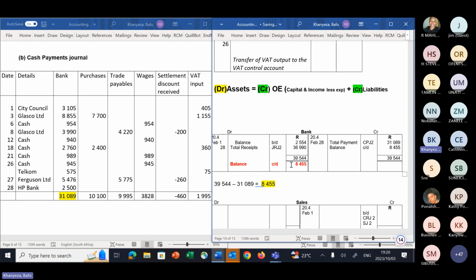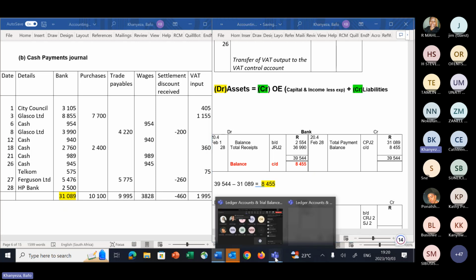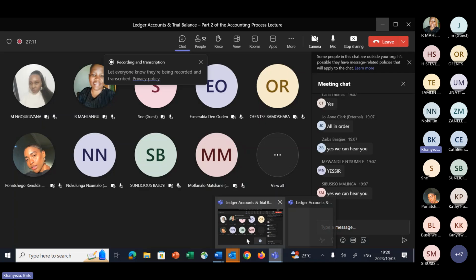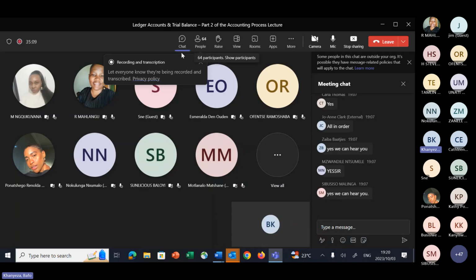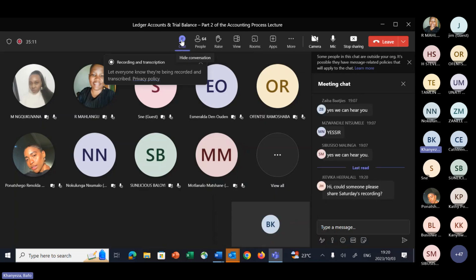Then I'll check on the chats, because I don't have a co-host, as to whether there is anyone who has a question, because I don't want to get too far while you have questions. So if you've got questions, you can drop those questions. Let's see if there are questions.